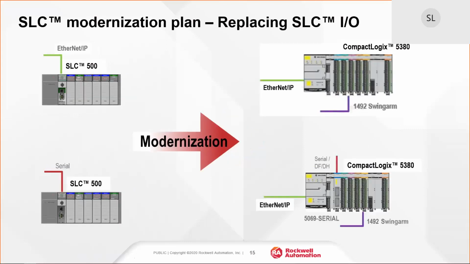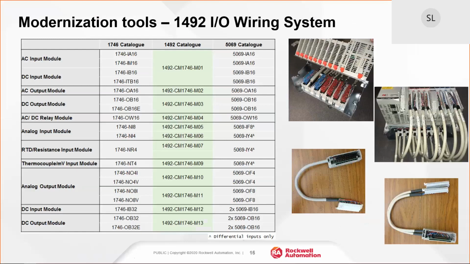If you have the time to migrate and the budget to migrate everything, you can just do it all at once. Using, as Matt mentioned earlier, some of the 1492 wiring arms makes it very, very convenient to do it that way. So here are some samples similar to the ones that Matt showed for the PLC5. These are for the SLCs into the 5069 family for the compact logics.